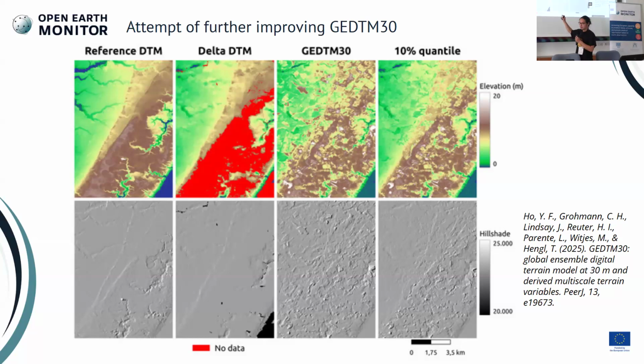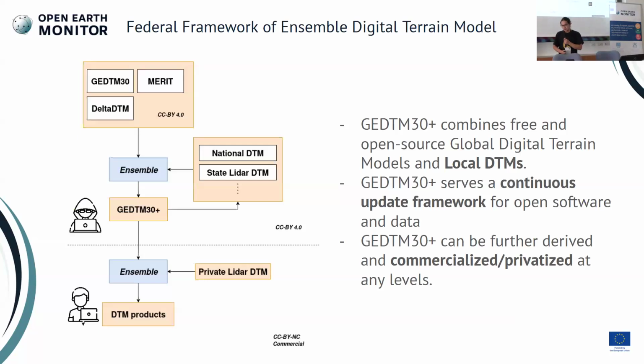For example, this Delta DTM, and then we derive 10% quantile to see that it actually can improve our predictions or our map in the closer area. And this has been visually quite a good success. If you see, you can actually compare these two. They have been removing a lot of noise from our global ensemble digital elevation model. So there were already some tests in the publication, and then we are trying to improve that after all. So that's what we are currently doing, and I will also give a workshop tomorrow about this.